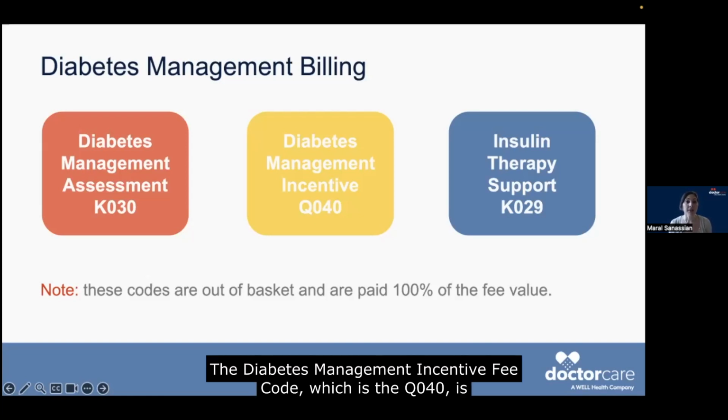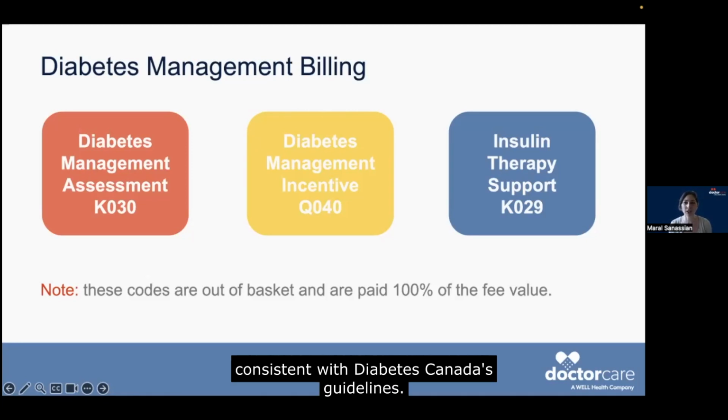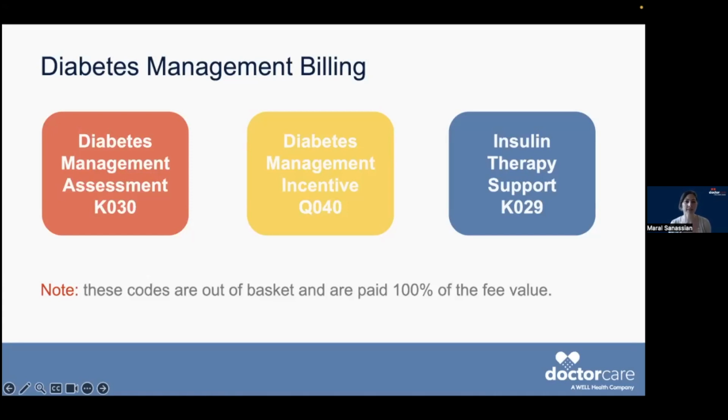The Diabetes Management Incentive Fee Code, which is the Q040, is payable to physicians who provide ongoing management using a planned care approach consistent with Diabetes Canada's guidelines. The code is valued at $60 and is billable on an annual basis.